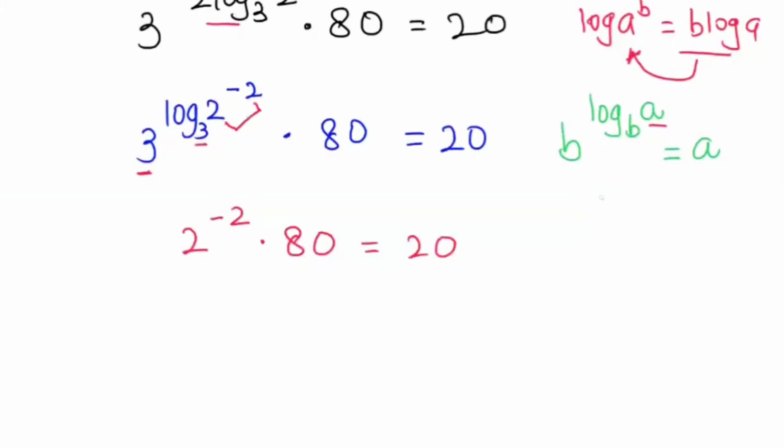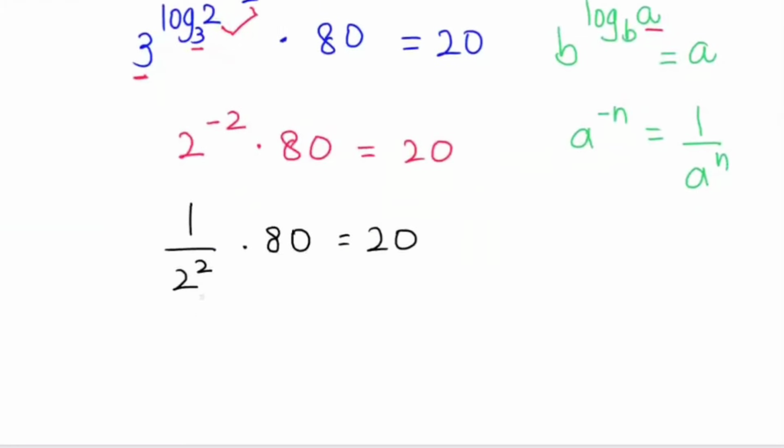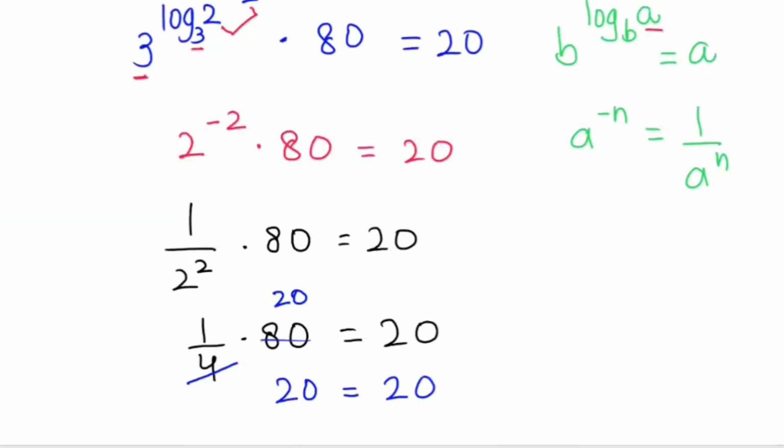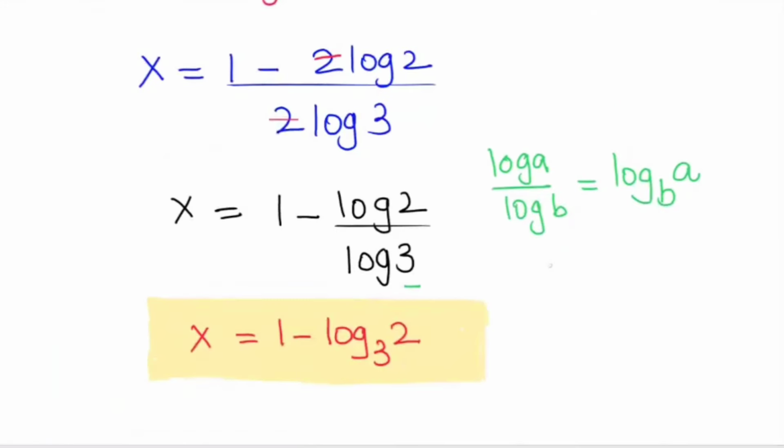Now we have the exponential rule, a to the power of negative n is equal to 1 over a to the power of n. So here I will write this as 1 over 2 to the power of 2 times 80 is equal to 20. Now here this will turn to 1 over 4 times 80 is equal to 20. Here now this will be cancelling out by 2, 0. So here 20 is equal to 20. So here the left hand side equals the right hand side. So the value of x, that is 1 minus log base 3 of 2, is absolutely correct.